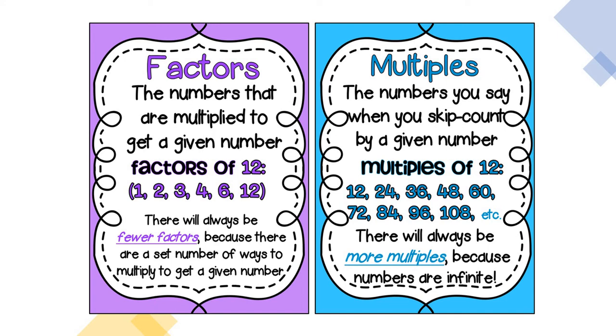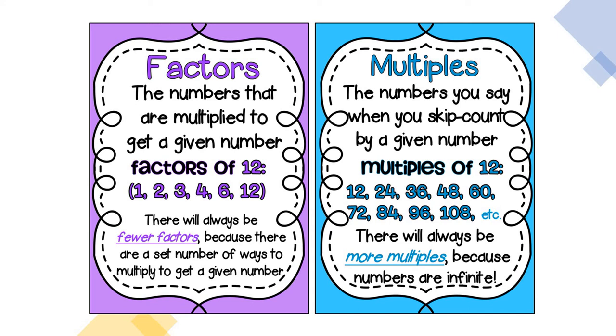How about the multiples? They are the numbers that you say when you skip count by a given number. So they are the answer when you skip count, each time adding one more time. Like 12 plus 12 equals 24, plus 12 equals 36, and so on. So there will always be more multiples because we are skip counting, adding each time, starting from 12. We are increasing, getting bigger, and we are skip counting with the same number. So 12 plus 12 plus 12 plus 12 for the answer, and all the answers I will call multiples.